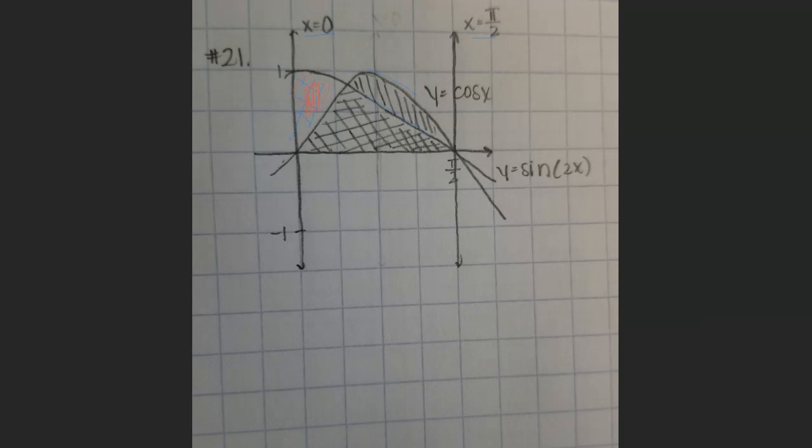Oh, let's see. Okay, Noella says the graph is not correct. Let's try to see. So cosine x goes from 0 to pi over 2. Oh, no, this is cosine, right?